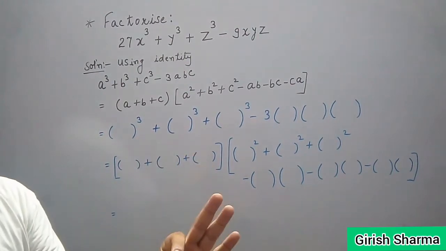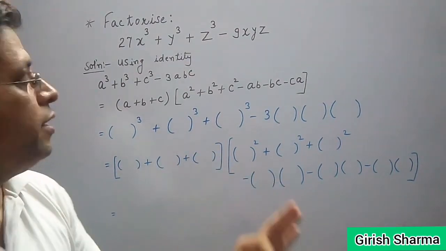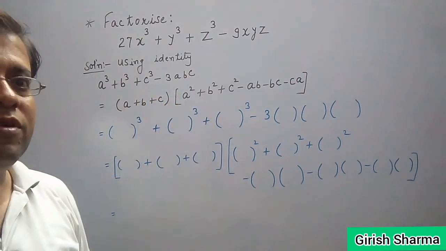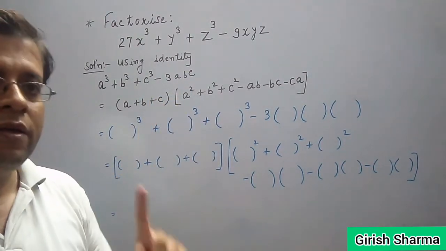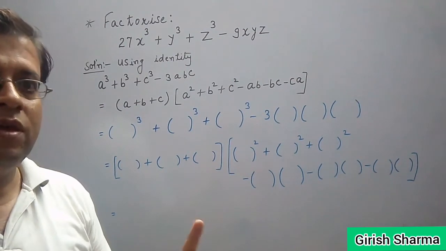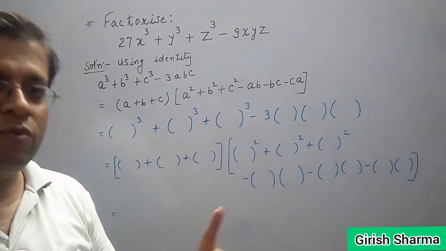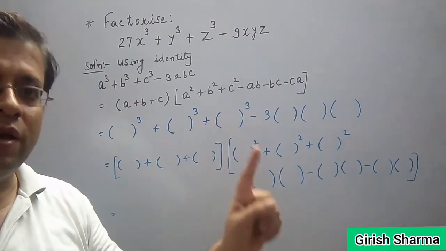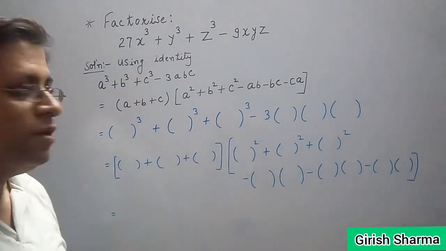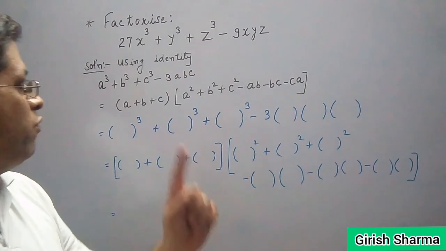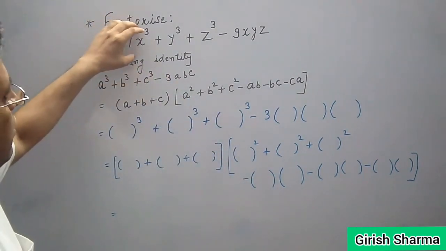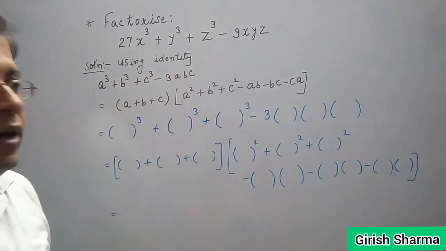It is looking like our identity a cube plus b cube plus c cube minus 3abc. What is that identity? (a plus b plus c)(a square plus b square plus c square minus ab minus bc minus ca). This is the identity. First of all, what to do? You have to convert this in terms of the identity.